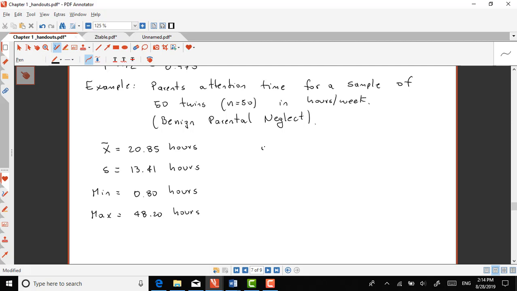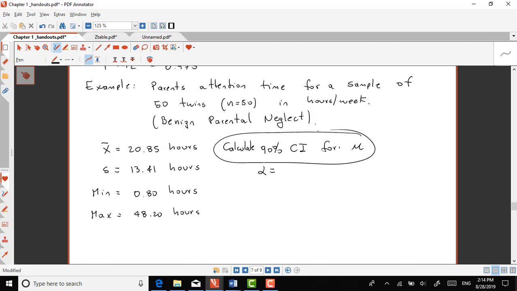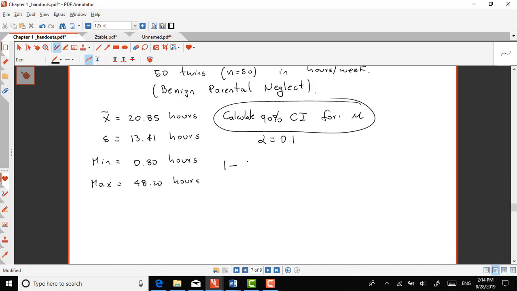Okay, so let's calculate a 90% confidence interval for the mean, for the true population. So remember, we only have a sample. So we want to know the true population value of the mean of time spent taking care of twins. So since we want a 90% confidence interval, what's the value of alpha? 0.1. And we have to apply the formula.